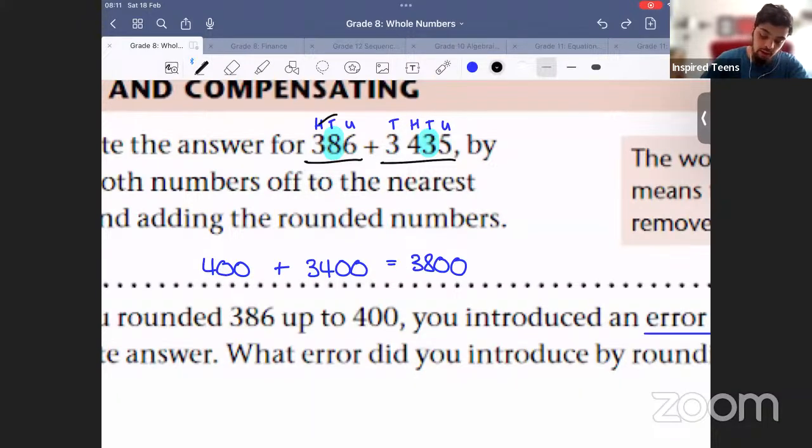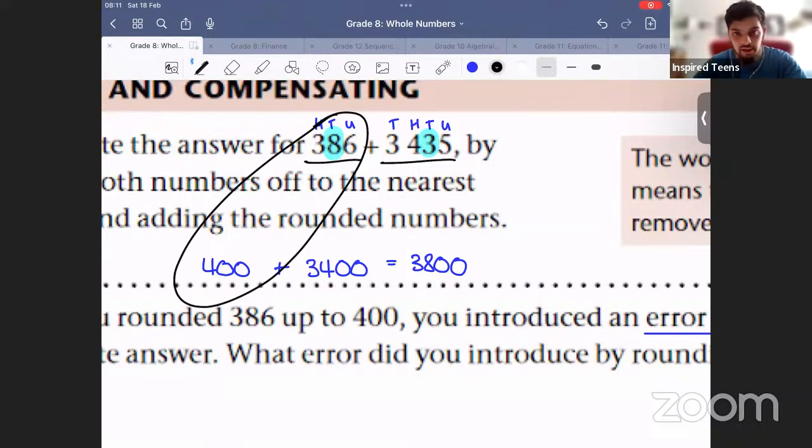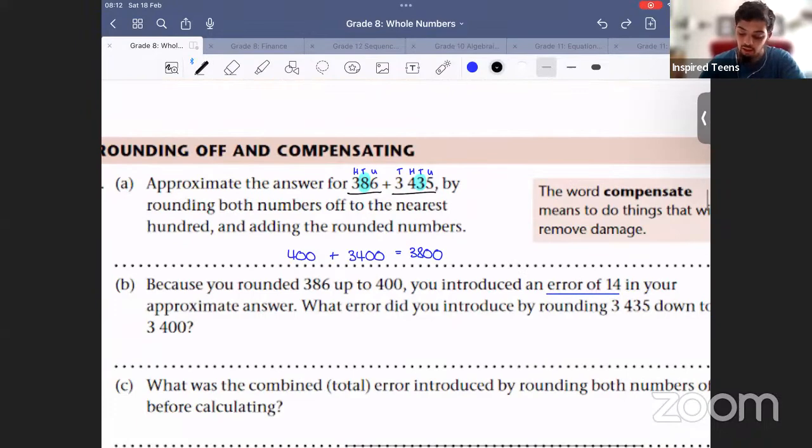For example, when we rounded 386 to 400, when they say there's an error, it just means the amount that it's different by. So in this case, 386 plus 14 would give me 400. So in that case, we would state that there's an error of 14 between those numbers. The true number is 386, our rounded off number is 400, so we call that an error of 14.